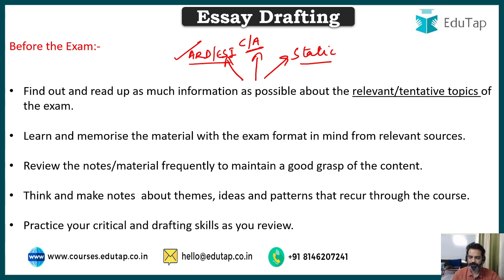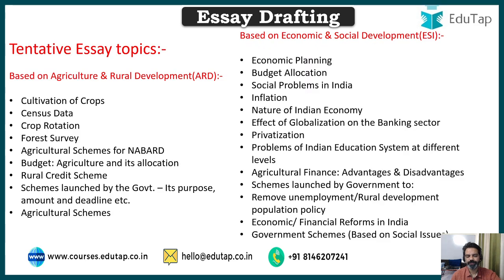Now, many of you would be asking, sir, what could be important essay topics? I'm giving you certain essay topics based on ARD and ESI. Cultivation of crops, census data, crop rotation, forest survey, agricultural schemes for NABARD, budget allocation, that is agriculture and its allocation, rural credit schemes, schemes launched by the government, Pradhan Mantri Vikas Yojana, Kisan Vikas Yojana, DBT, its purpose, amount, deadlines, and agricultural schemes. So these are some very common and very important topics for ARD.